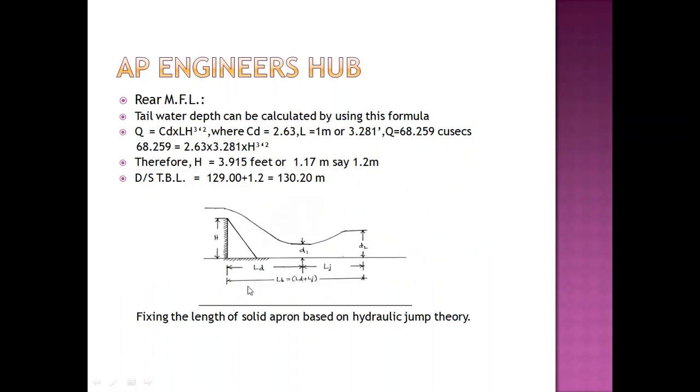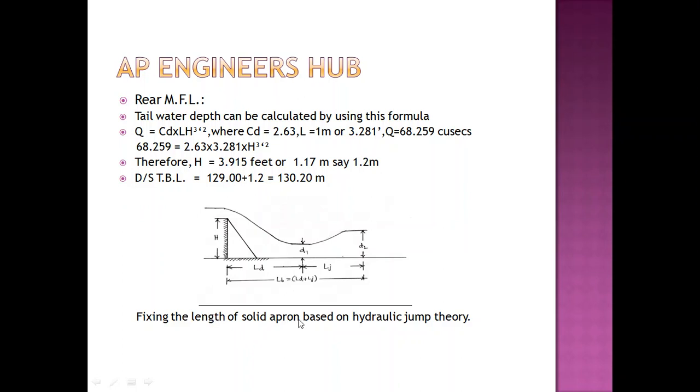Case 3, MFL, that is after the jump. Tail water depth can be calculated using the formula Q is equal to C D L H power 3 by 2, where C D is equal to 2.63, L is equal to 1 meter unit width, and Q is 68.25926. Therefore, H is equal to 1.2 meters. Downstream TBL is equal to 129 plus 1.2, which is 130.2 meters.